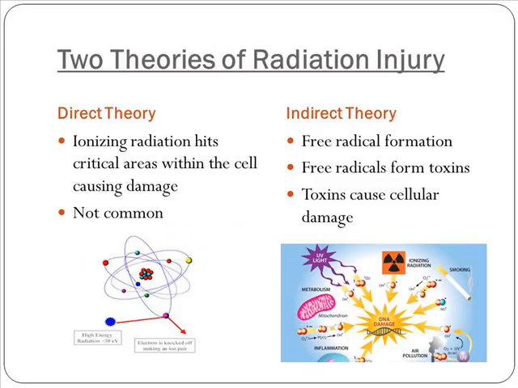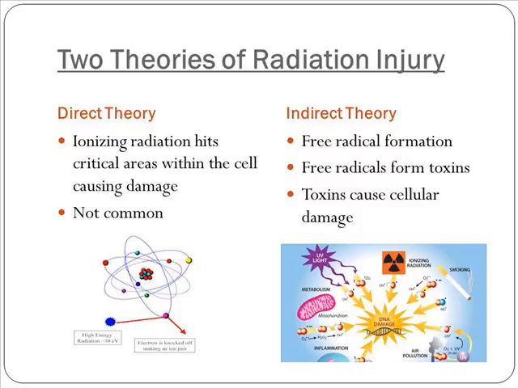Welcome back. So as I mentioned before, there are two theories of radiation injury. The direct theory being ionizing radiation, which is less common, where the radiation hits critical areas within a cell and causes damage to that cell immediately.